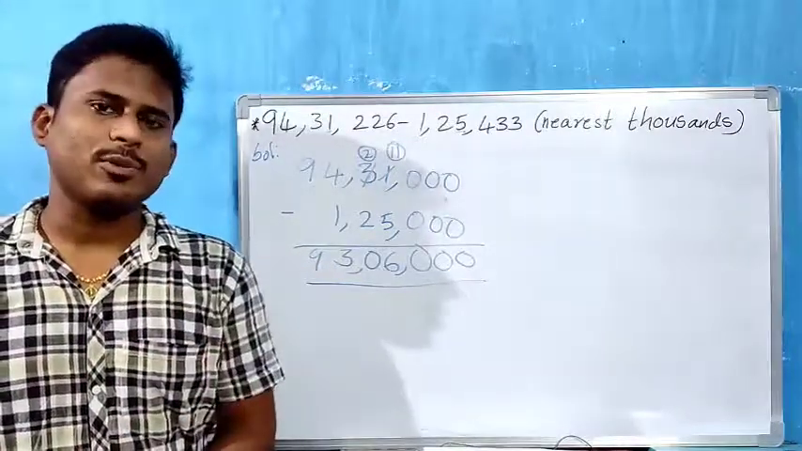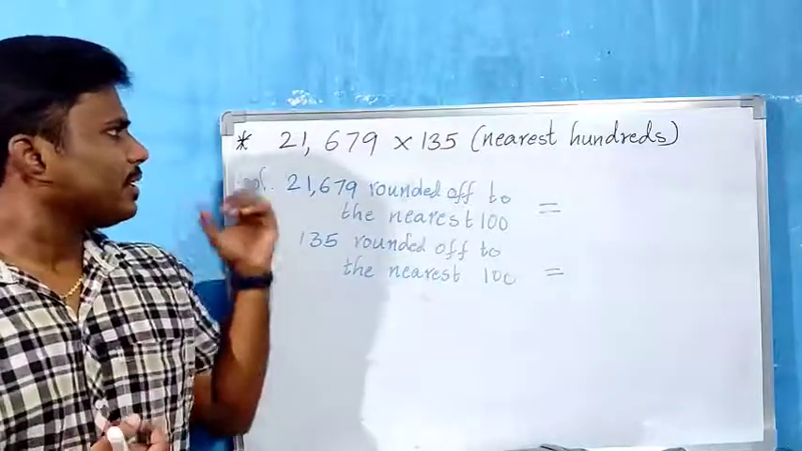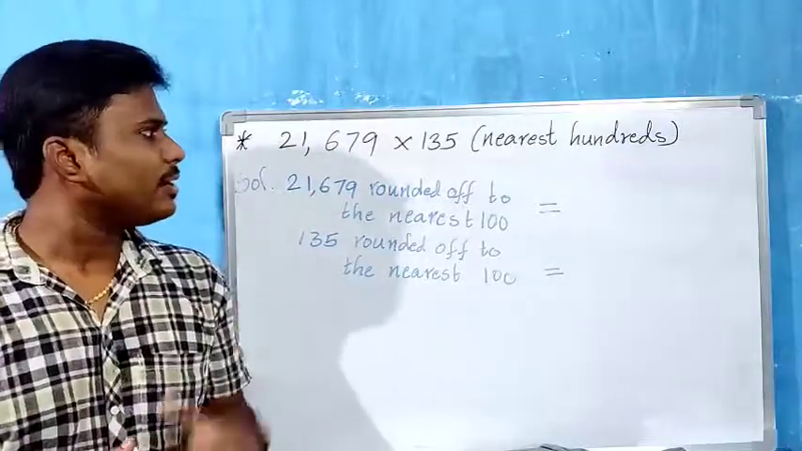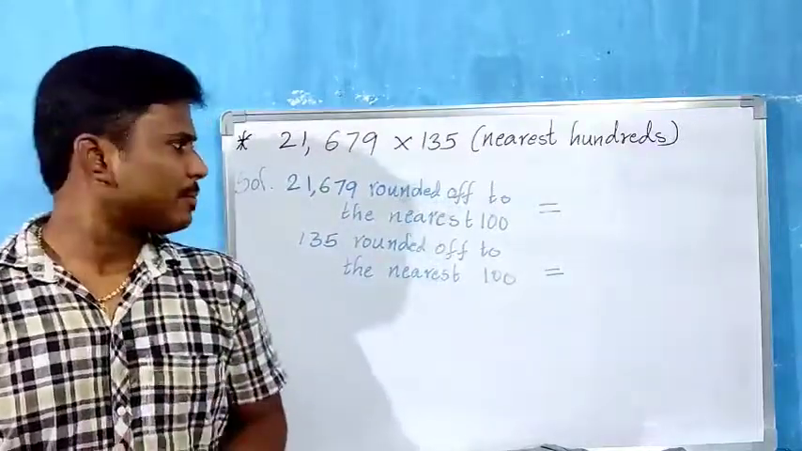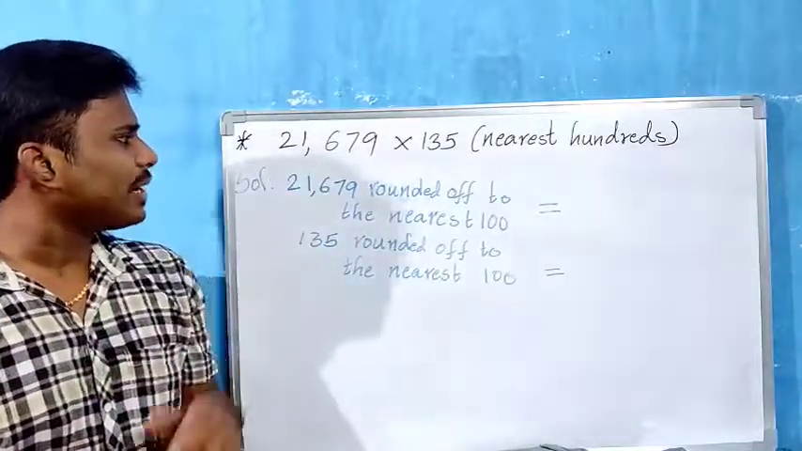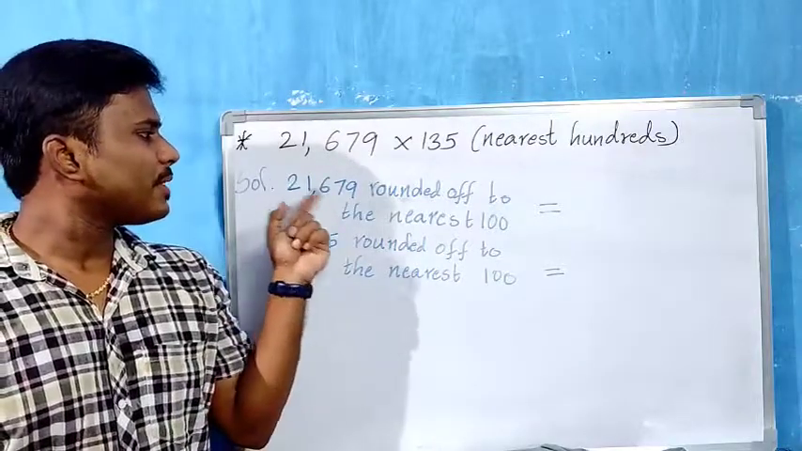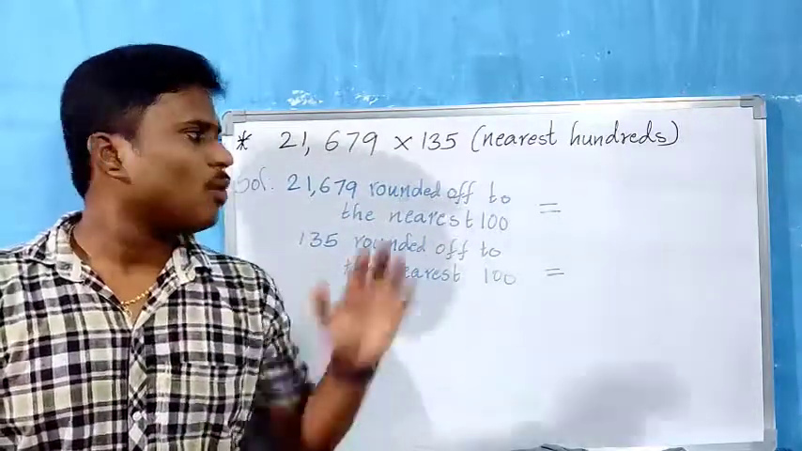Let us go for another problem. Now one more problem, children. 21,679 into 135. Round off to the nearest hundreds. First, this number, the multiplicand, 21,679, rounded off to the nearest hundred, what number will we get?